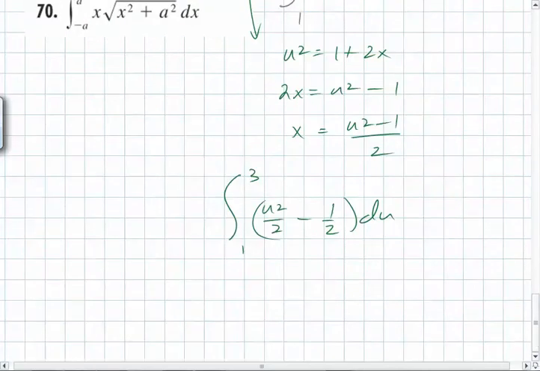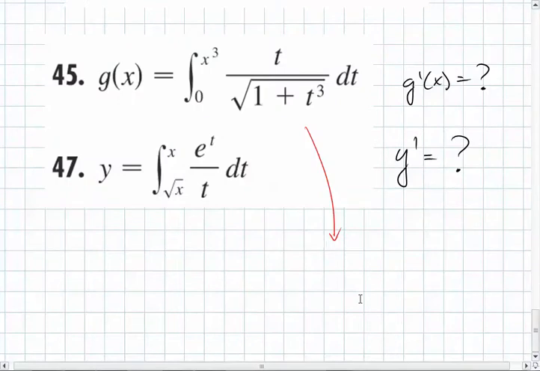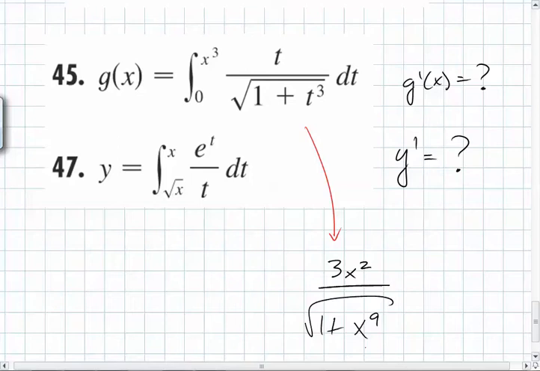I hope so. What's the answer for 45? Thomas, tell me what it is. 3x to the 5th over 1 plus x is 9. It's going to be 3x squared over 1 plus x to the 9. Oh, wait, did I do that wrong? Yeah, you did. X. I did? Forgot.